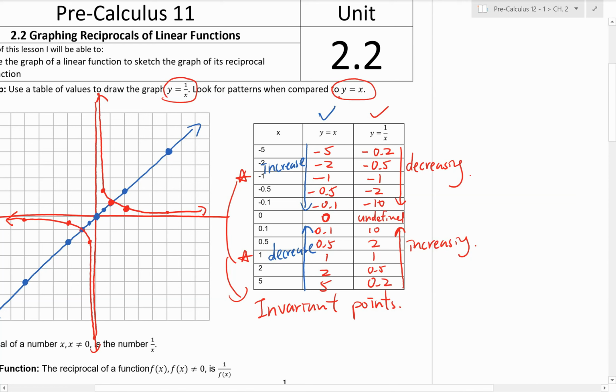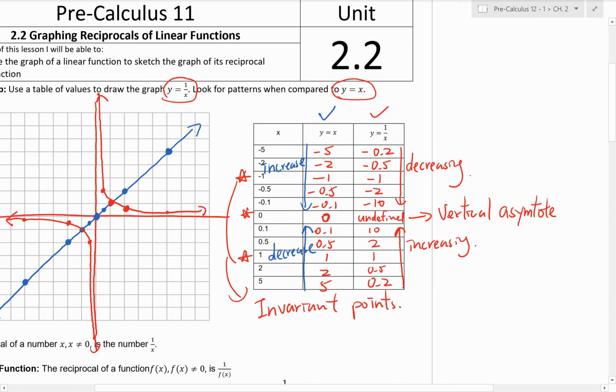When x is 0, or when the original graph, the blue graph, is 0, the reciprocal is undefined. Well, that makes sense because we cannot divide by 0. So this is another important one. This gives us the vertical asymptote. Recall, a vertical asymptote is a vertical line that the graph will never cross. Okay, so that's basically it.